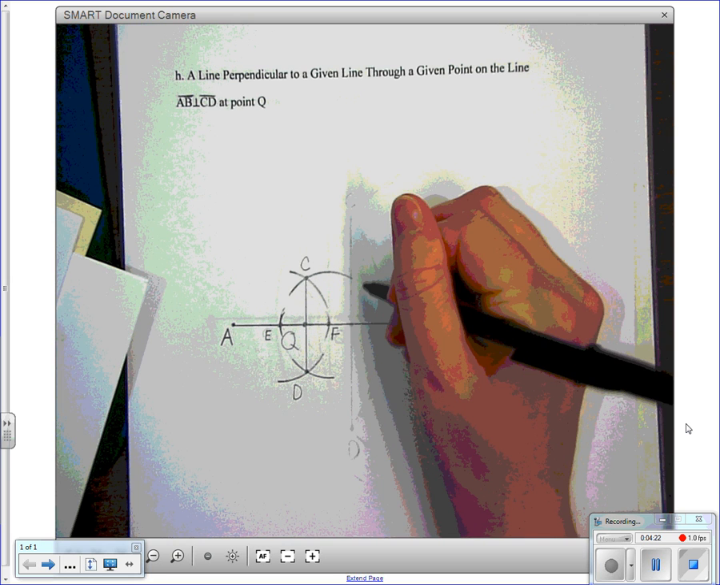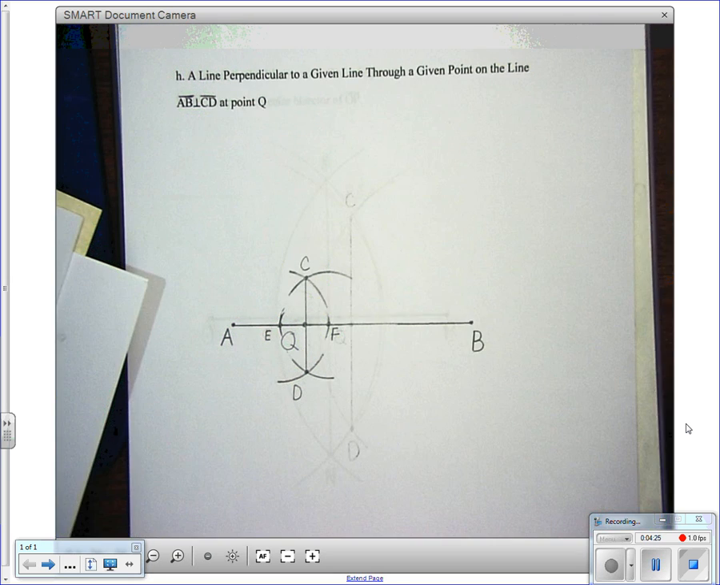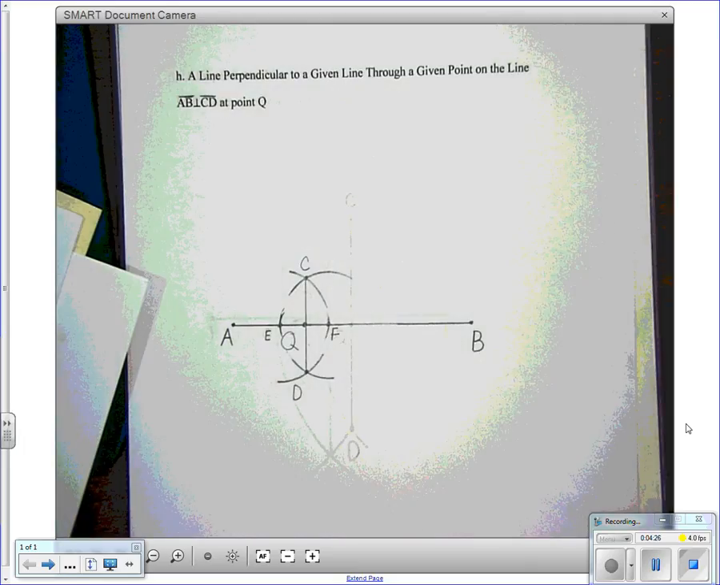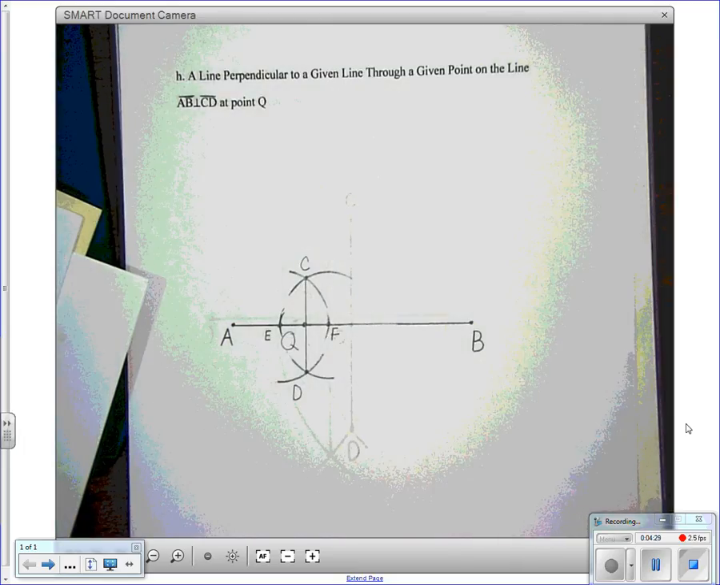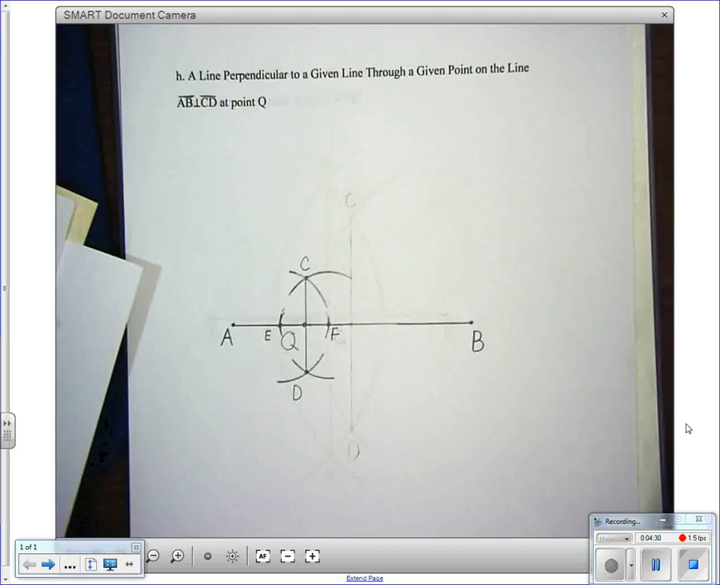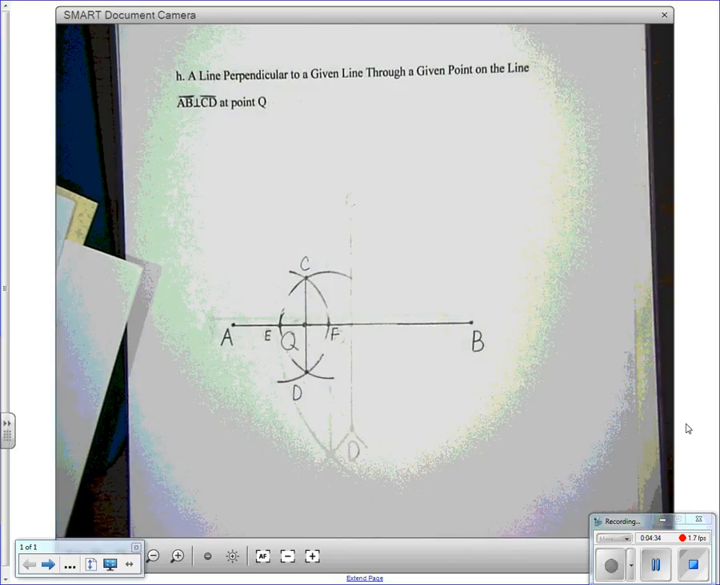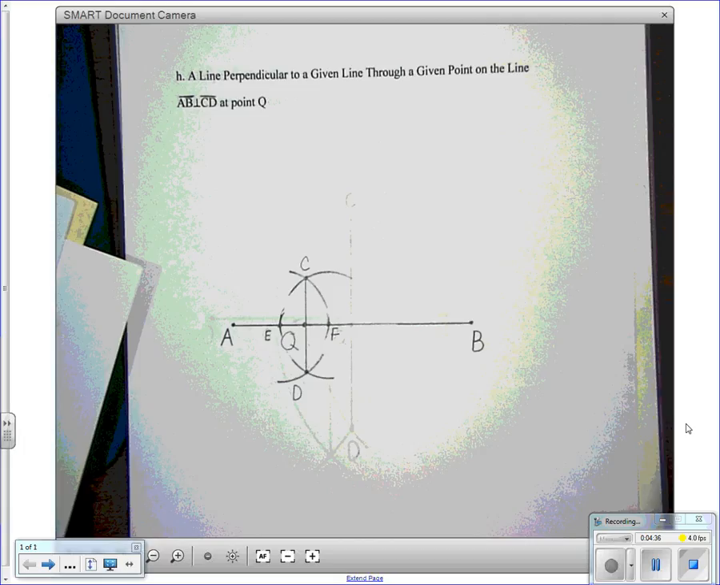Okay, so if you just take your pencil and draw them in, that's not what it's going to look like. You are going to actually need to use a compass. Now I have some in class that you can use, but you cannot take them home. So if you want to use them in class, that is fine.